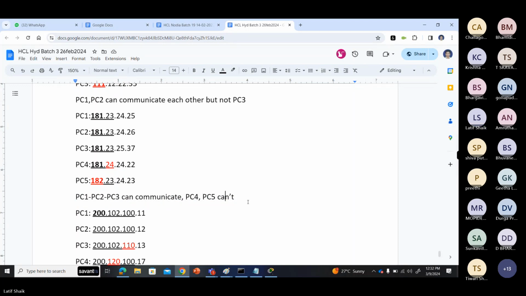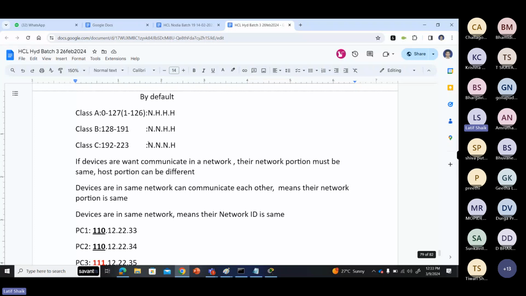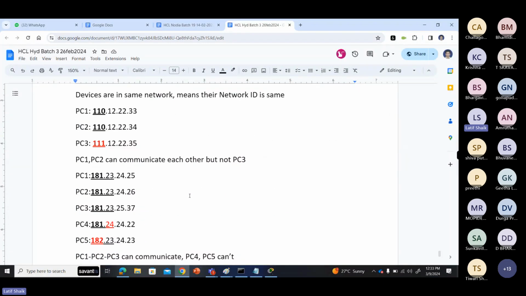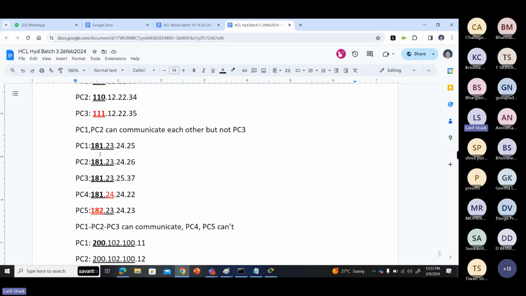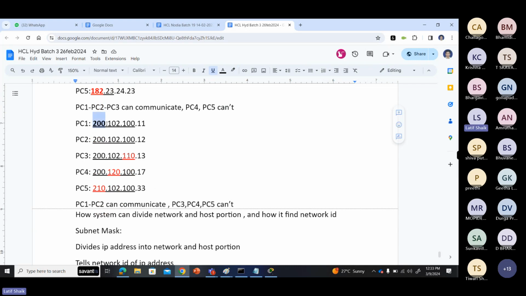This is class C. Class C has three network portions. First portion, second portion, third portion. All these three are network portions only. So you have to check it, class C. And these three portions must be same. Host portion is only one, so obviously only that portion is different.